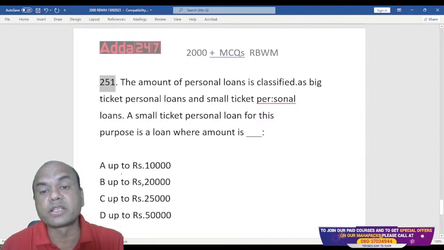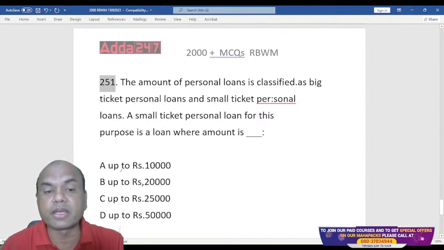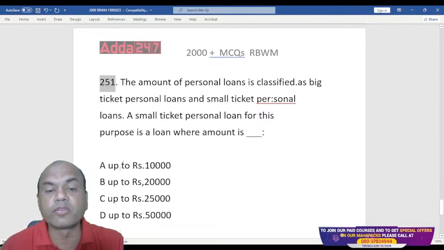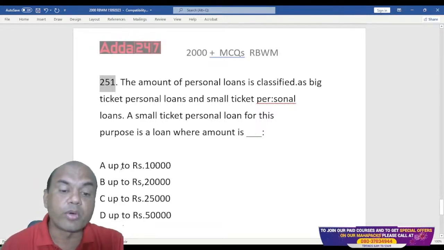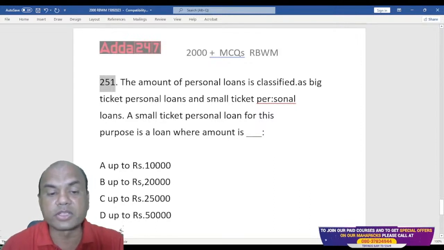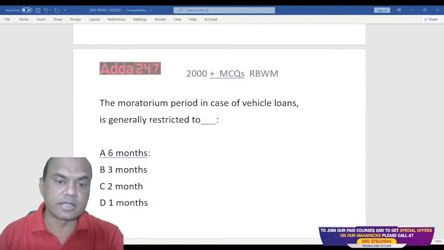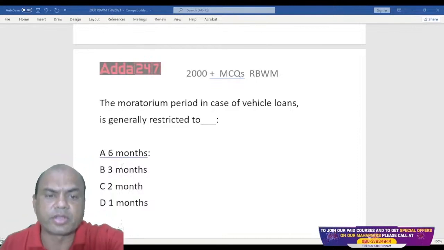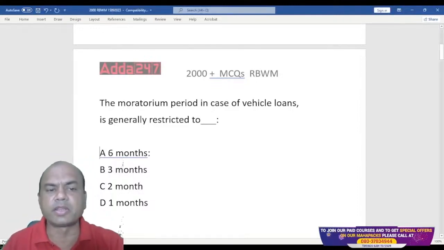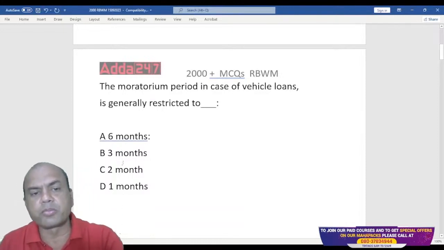The amount of personal loans is classified as big ticket personal loan and small ticket personal loan. Small ticket PL is a loan where the amount is up to 10,000, up to 20,000, up to 25,000 and up to 50,000. Generally considered as what? Okay, what is the moratorium? In home loans, what is the moratorium period? Let me get it one by one.